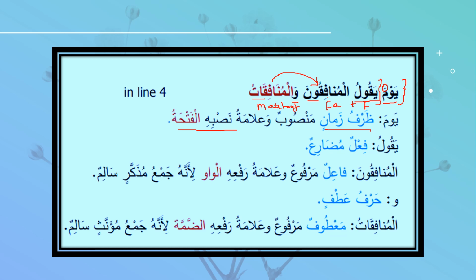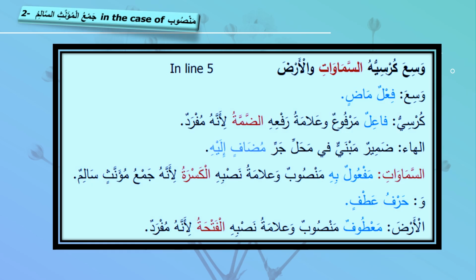So yaqulu fi'l mudari, al munafiqun fa'il marfu'un, wa alamatu raf'i al waw. Why waw? Because you have to give your reason why there is a sign of waw: because it's jama mudhakkar salim. Waw is an atf. Then what about the munafiqat? Munafiqat is ma'tuf following the same harakat, marfu'. What is the alama? You can see the clear dhamma. So it has raf'iyya dhamma. Why dhamma? Because it's Jama Muannas Salim.